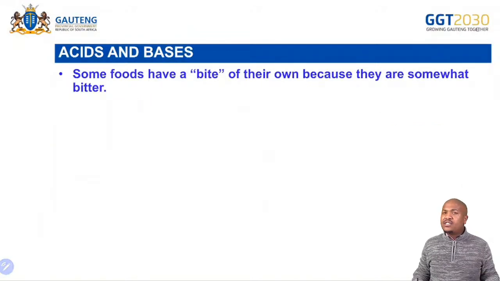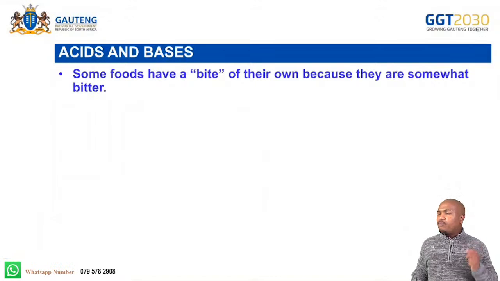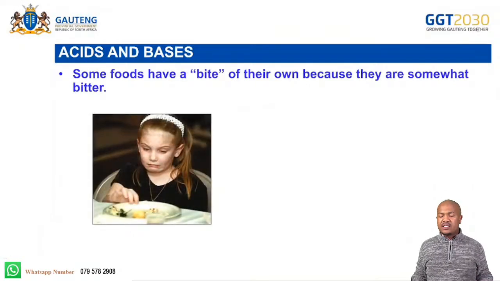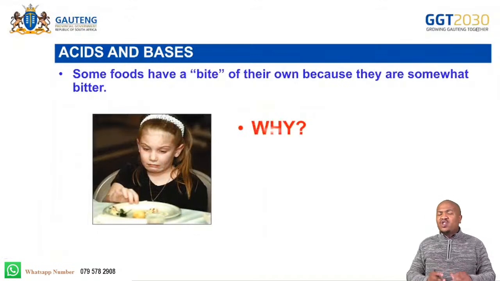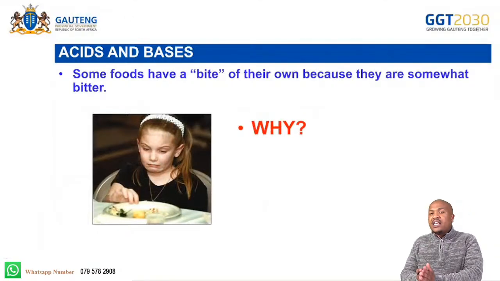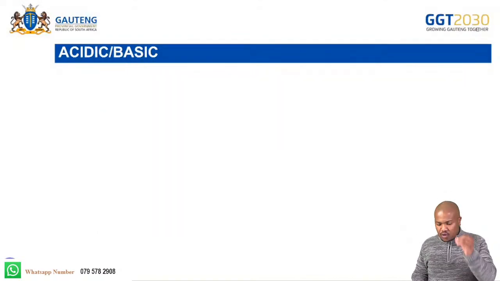But some foods have a bite of their own because they are somewhat bitter. They are bitter and not sour; they are the opposite of sour. But the question now is why? Why do we have sour foods? Why do we have bitter or sweet tasting food? Which is what we are going to explore today.